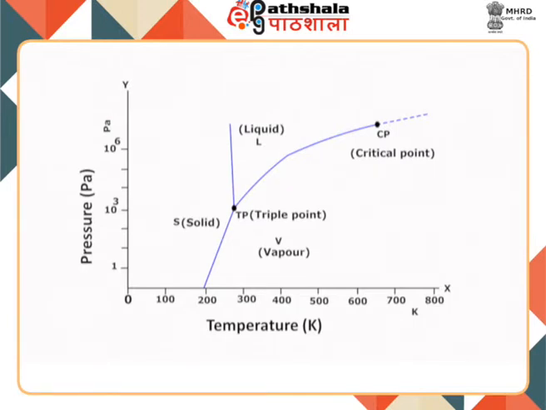Now look at the diagram. The y-axis represents pressure in Pascals. The x-axis represents temperature in Kelvin. S stands for solid, L for liquid, and V for vapor. CP stands for critical point. And last and most important is TP, which represents the triple point of water.